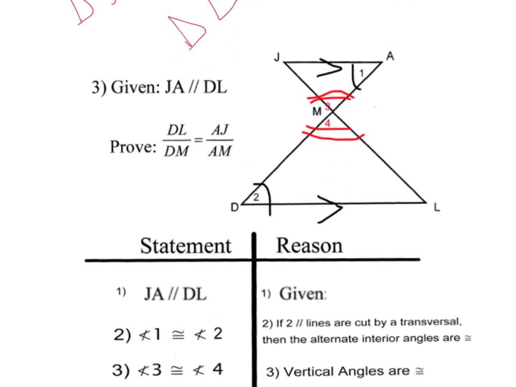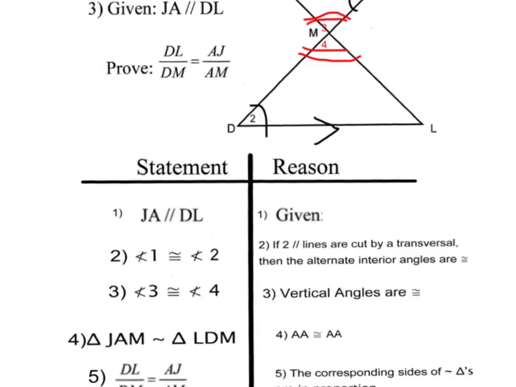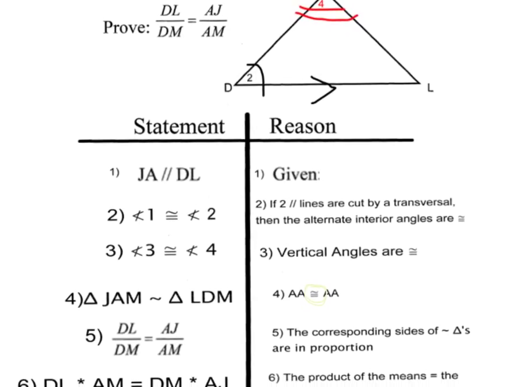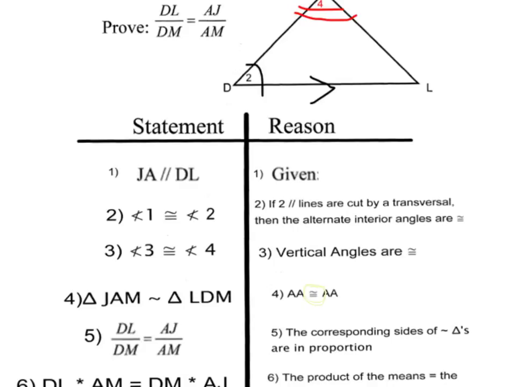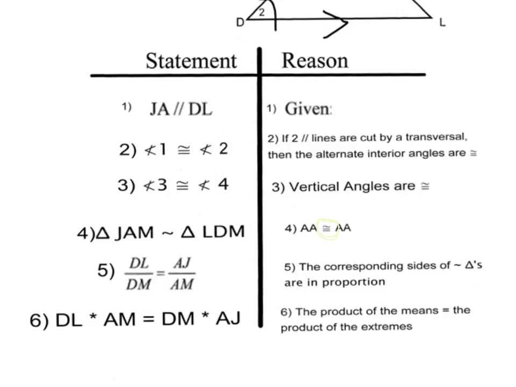Given two parallel lines cut by a transversal, alternate interior angles are congruent, vertical angles are congruent, triangles are similar from angle-angle. Please make sure that you have congruent right here. And then the corresponding sides of similar triangles are in proportion. Lastly, if I wanted to, I could in fact say that DL times AM is equal to DM times AJ, or the product of the means is equal to the product of the extremes. Again, this proof would have stopped at step 5, but I'm just showing you one more step here so that we will now know how to do the next proof.